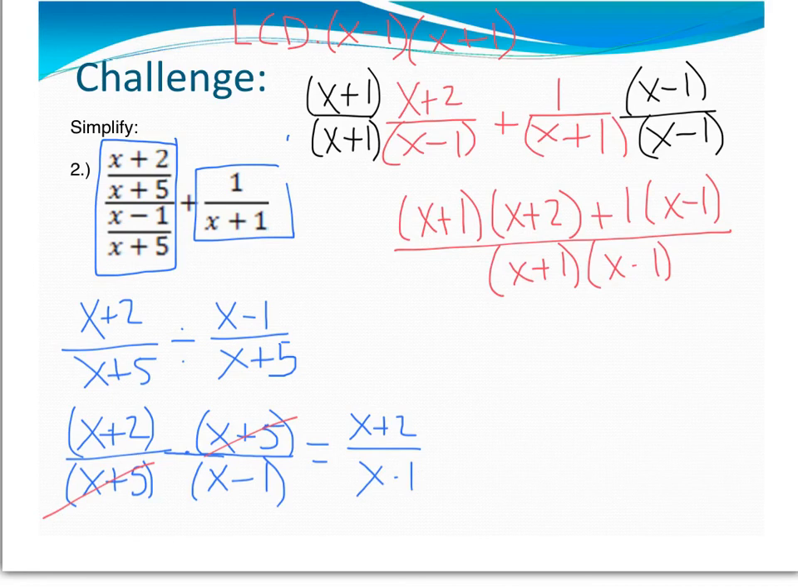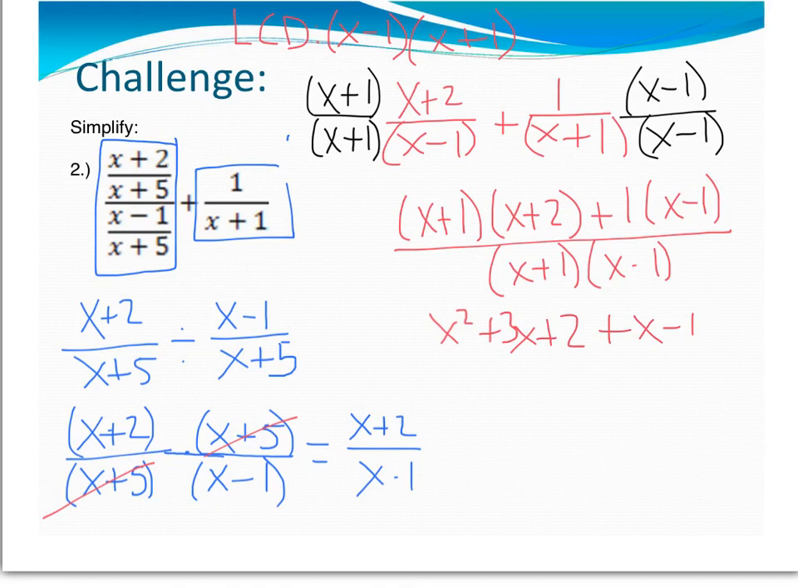Okay. So let's go ahead and FOIL. So I'm going to have x squared. I'm going to be multiplying these two together. X times x is x squared. X times 2 gives me 2x, and 1 times x gives me 1x. 2x and 1x gives me 3x, and then we'll multiply our integers 1 and 2, and I get 2. Plus, and then we have x minus 1. When I distribute that 1, I get x minus 1. All right, let's continue with the numerator, and then we'll deal with the denominator in a little bit.